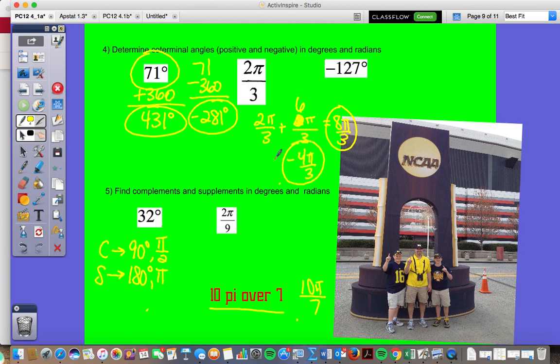Y'all talking like y'all not gonna learn. What are they talking about? Focus. It's 90 minus 10. Right now, y'all focus. No, 180 minus 10.